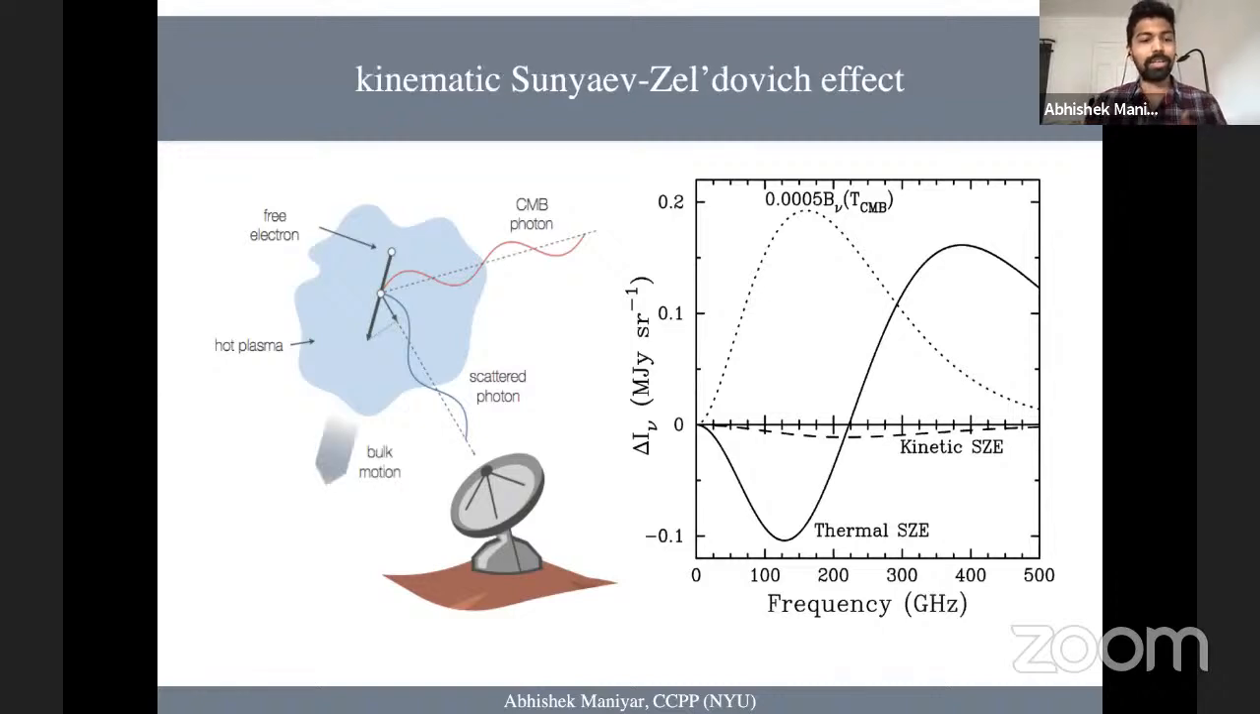And then when the hot plasma has a bulk motion, apart from the TSZ, you also have a Doppler boosting in that radiation, which is called the kinematic Sunyaev-Zeldovich effect. And the feature of this KSZ spectrum is that it has a black body shape very similar to the primary CMB. So that's the KSZ effect.